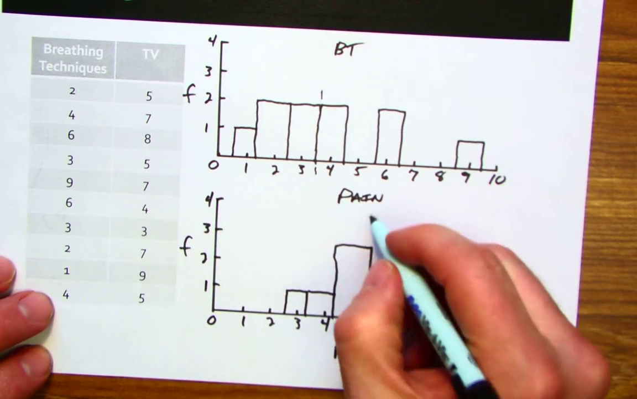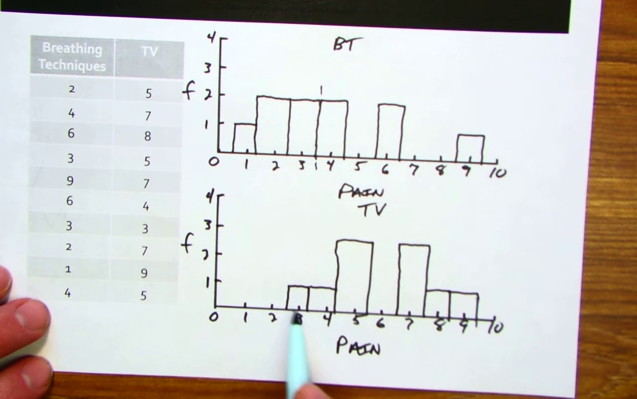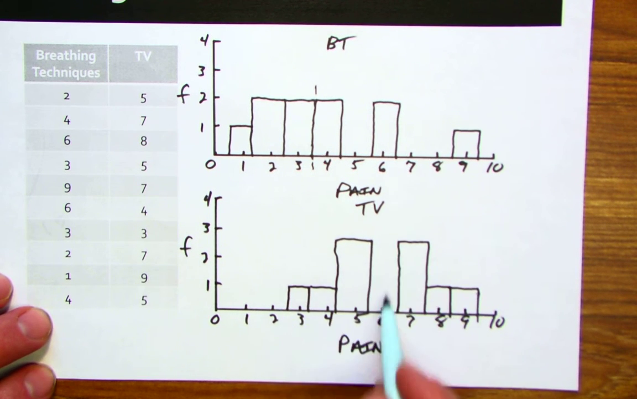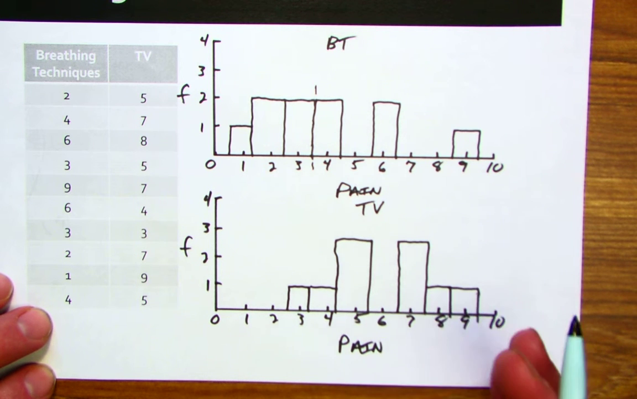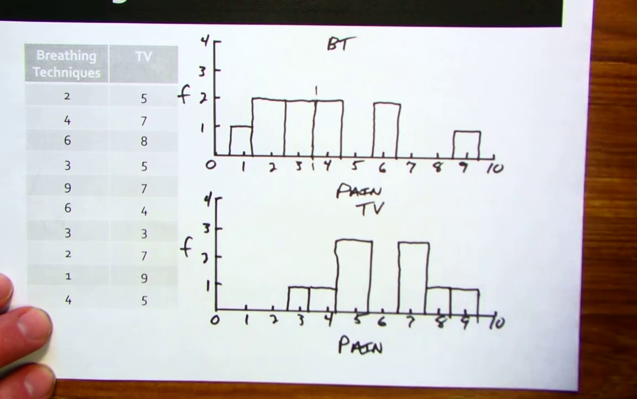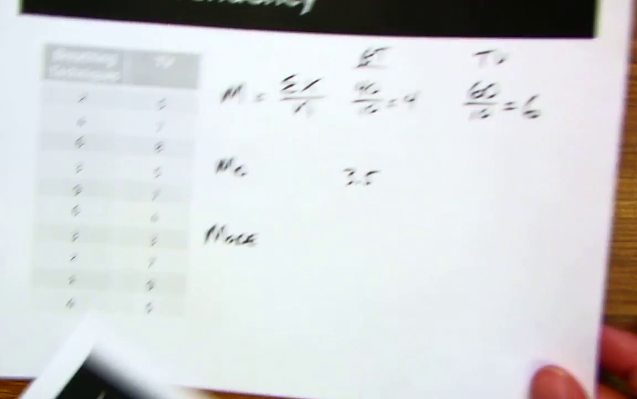For the TV group, we look through, we can see the median directly right in here. That's the midpoint of this distribution, 6. So even though 6 is the median, nobody scored a 6 at all on this pain threshold level. 6 would be the median for this group.